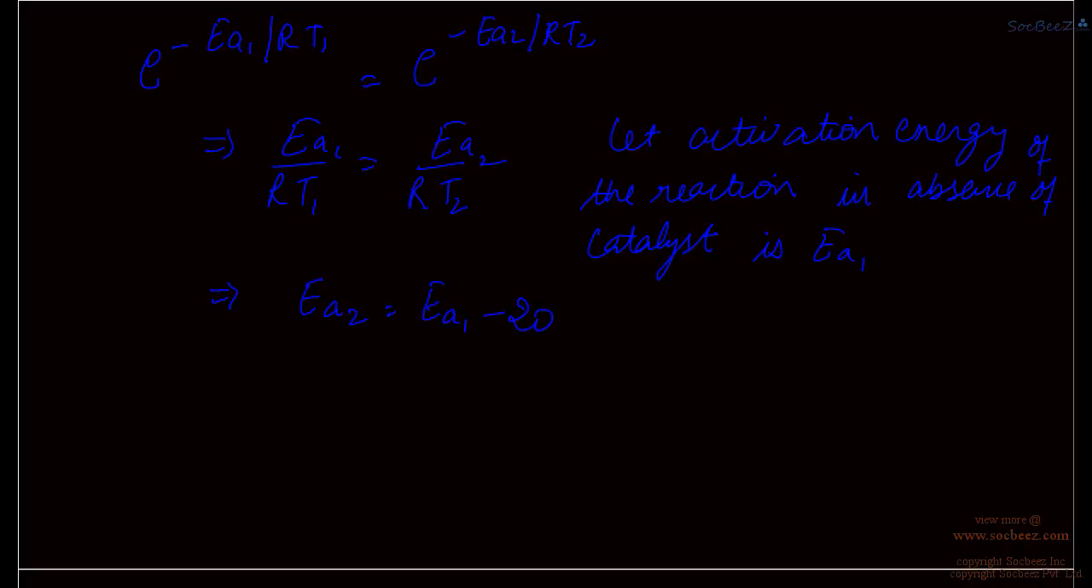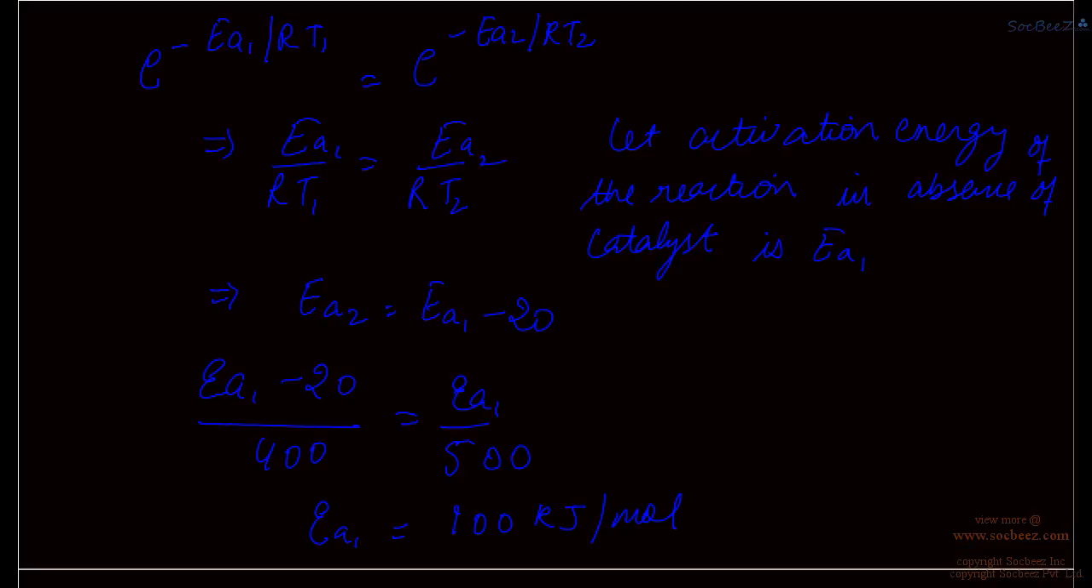So EA2 equals EA1 minus 20, and hence (EA1 minus 20) upon 400 equals EA1 upon 500. If we solve this expression further, we get the value of EA1 equals 100 kilojoule per mole. Therefore, the activation energy in the absence of a catalyst is 100 kilojoule per mole.